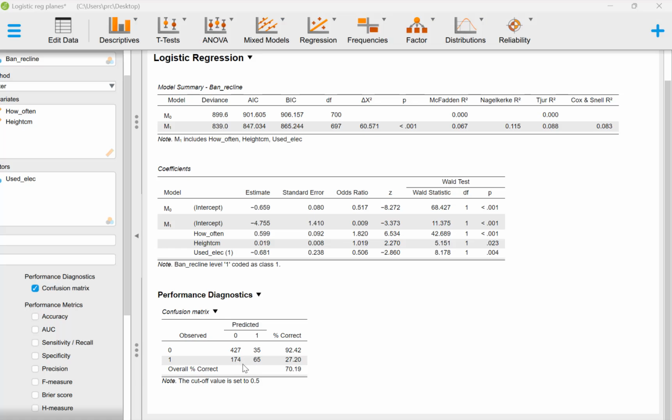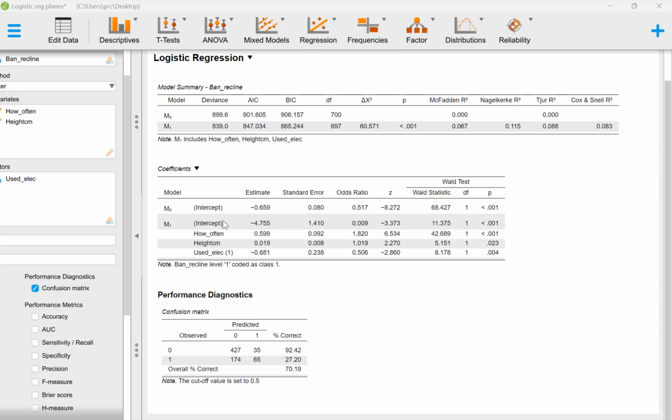These 174 wanted to ban the seats reclining, but the model predicted they wouldn't. So they are a false negative, because the model said negative, but they were positive. And these, the model predicted they would want to ban reclining seats, but they didn't. So these are a false positive. Overall, that gives us our percentage correct of 70.19%.